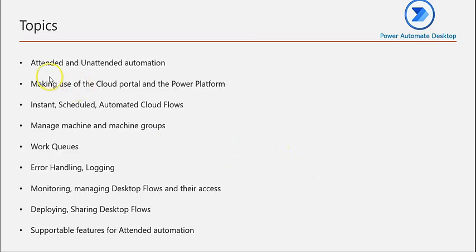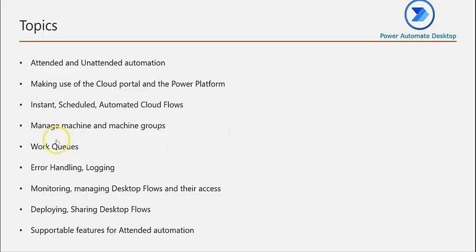The topics that are going to be covered are attended and unattended automation, what they are, making use of the cloud portal of the Power Platform. Remember your introductory module, first module, second module, where we saw the entire umbrella, Microsoft Power Platform, and different types of cloud flows, because desktop flows can be called from cloud flows, and which are the different types of cloud flows, so that you can know, depending upon your PAD use case, which of these cloud flows should I make use of.